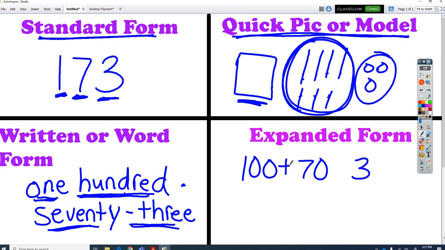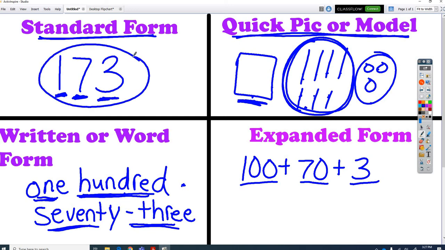And then I put a plus sign between them all, because if I have 100, like this 100, plus the 70, which I have right here, plus the 3, it's going to make 173 if I added that all together. And all of these ways are going to show 173. This is 173. This is 173. This is 173. And the new way, the expanded form, is also 173. It's just different ways to do it.